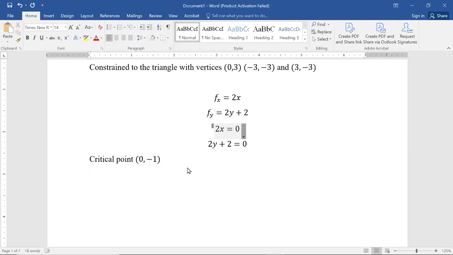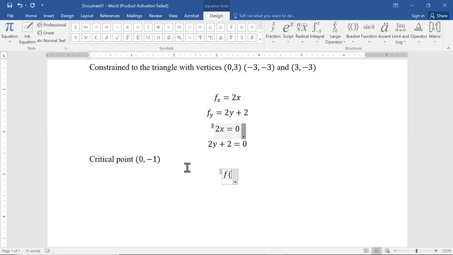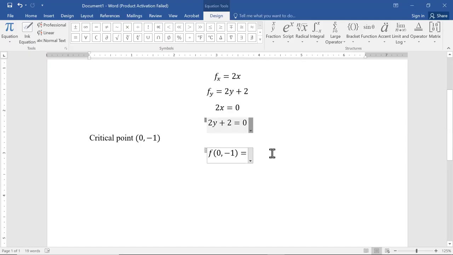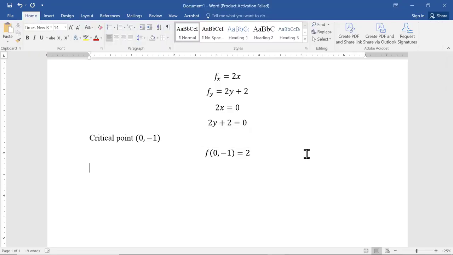First thing I'm going to do is plug the point (0, -1) into my original function f. If I plug in 0 for x and -1 for y, I end up with 0 squared plus (-1) squared plus 2 times -1 plus 3. And that gives me a positive 2. So I get a positive 2 when I plug in (0, -1).